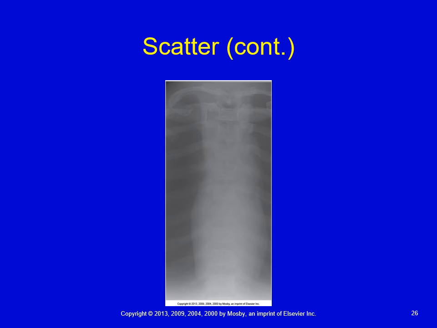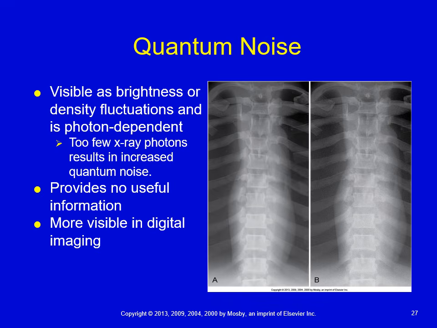So this is why it's important for you as the tech to control fog, or control scatter. And we do that again by collimation and then also using grids when a grid is necessary. Now, bottom line is when we're talking about scatter, scatter creates fog, and fog, if it's present, can decrease that image contrast. All right, now we're moving on to image noise, also known as quantum noise.